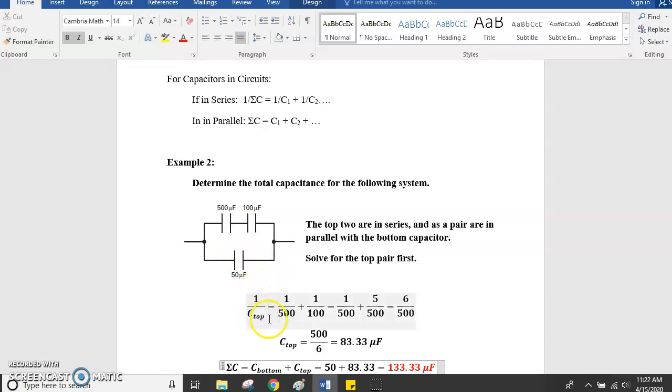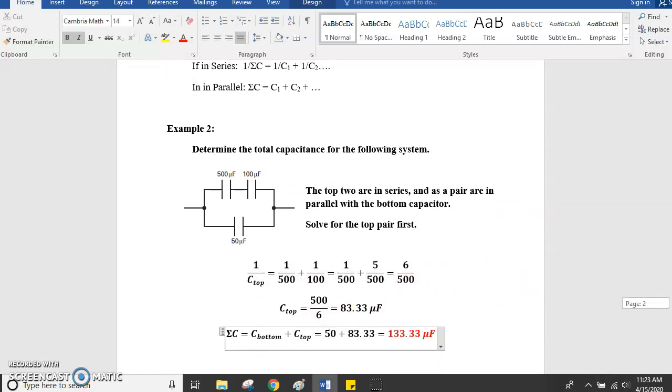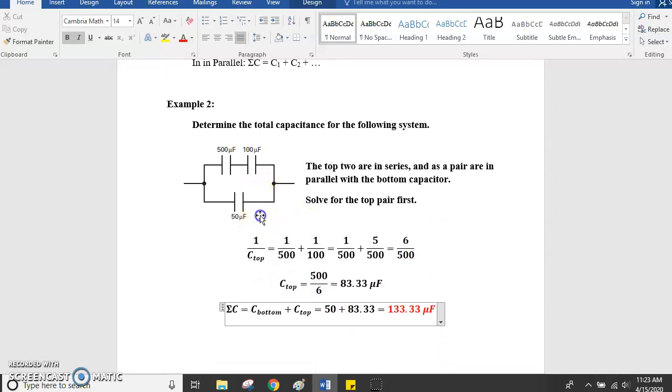So 1 over C on the top is going to be 1 over 500 plus 1 over 100. We can just leave it as microfarads. It's the same as long as they're all the same unit, so it works fine. So 1 over 500 plus 1 over 100 is 6 over 500, and then we flip it right side up. 500 divided by 6 is 83.33 microfarads. And then since it's in parallel with the bottom one, we use the rule that we just covered. So 83.33 plus 50 is 133.33 microfarads. And that's the answer. Alright, so that sort of gives you an idea.